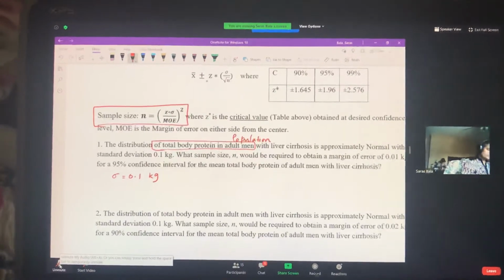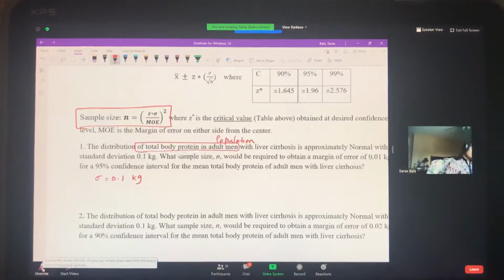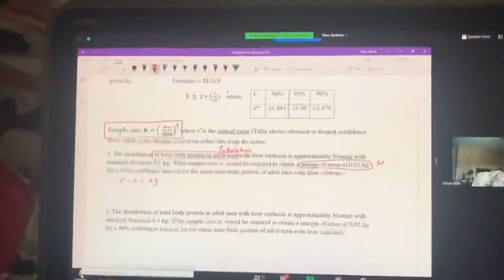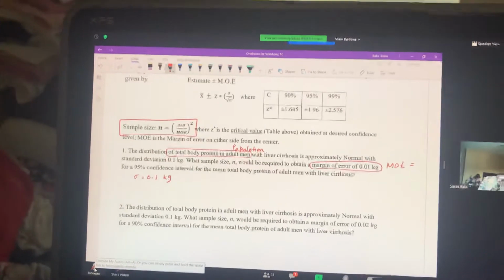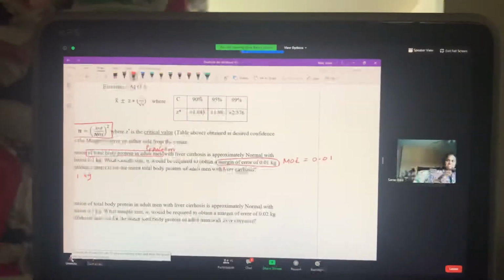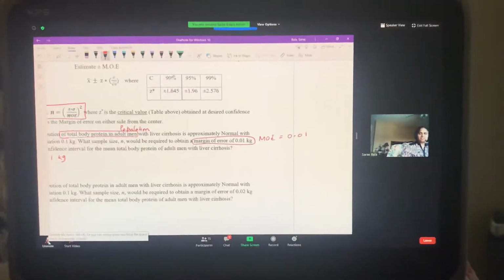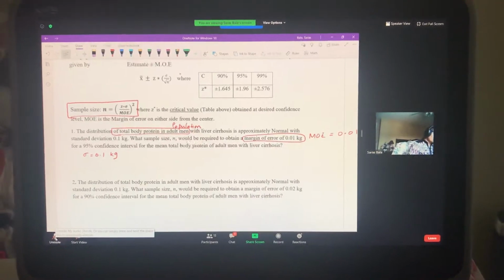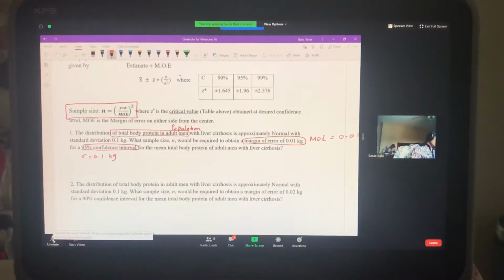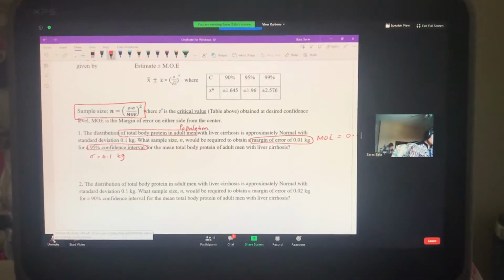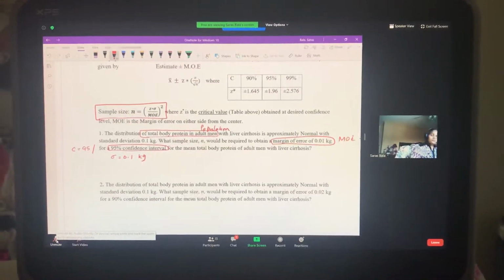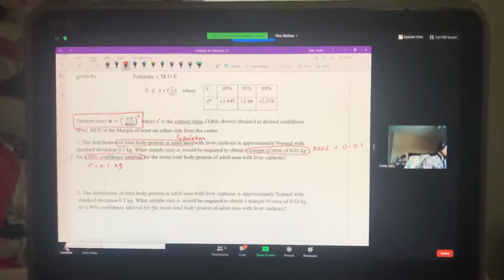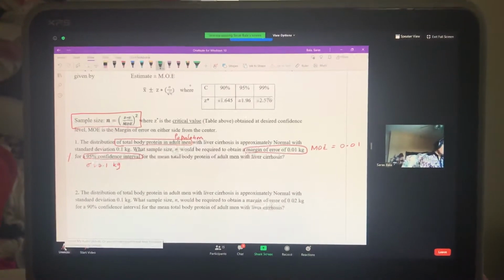Now how big should the sample be if the margin of error is going to be plus or minus 0.01 kg, not more than that? And what is the confidence level? The confidence level is 95 percent. That's right. Now you are going to find how big the sample should be. So what is the sample size? This is your question: how big should the sample be?